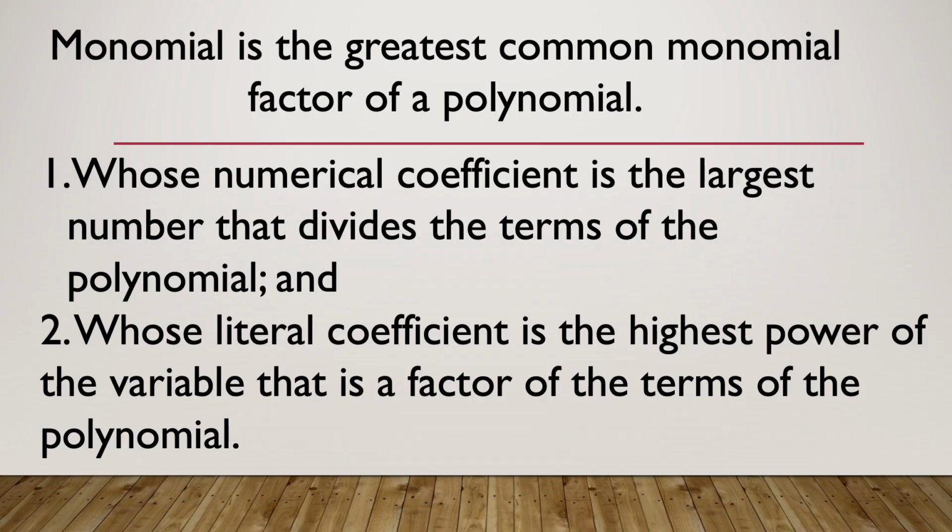Monomial is the greatest common monomial factor of a polynomial. It is the one whose numerical coefficient is the largest number that divides the terms of the polynomial, and whose literal coefficient is the highest power of the variable that is a factor of the terms of the polynomial. Just to recall, a polynomial is a special kind of algebraic expression where each term is a constant, a variable, or a product of constants and variables raised to whole number exponents.